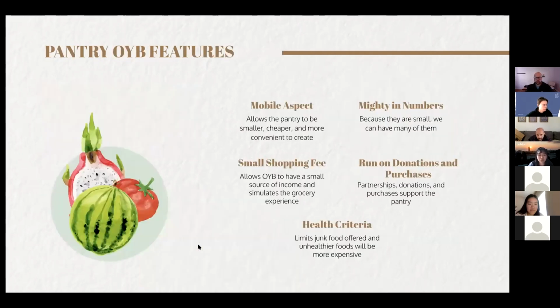Here are some features of On Your Block pantry. I decided to go with a mobile pantry similar to a bookmobile rather than a stationary building in order to keep it small, cheap, and more convenient. And again, I decided to go for a bookmobile rather than a food truck, as people go into bookmobiles while food truck services are limited to serving outdoors. There will also be many pantries scattered across low-income neighborhoods, which will increase the accessibility. And due to their size, this will be easier, as a large number will solve the issue of transportation.